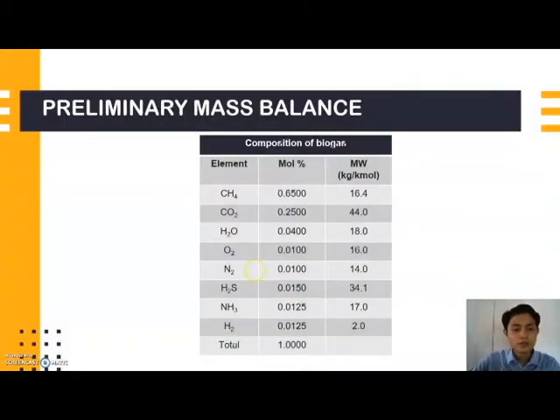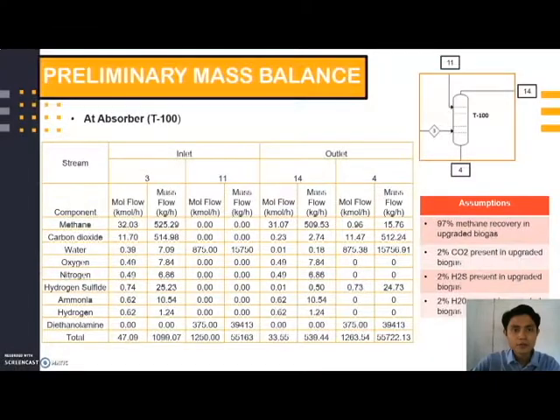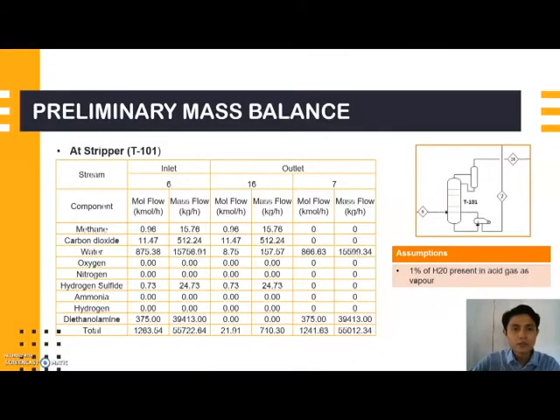And this is the composition of biogas that is used in further calculation. The value given in the literature is in range. However, for simplicity, we took the average value of the range for each element to be used in the calculation. Then a simple mass balance is calculated at the separator V100, at the absorber T100, and also at the stripper T101.